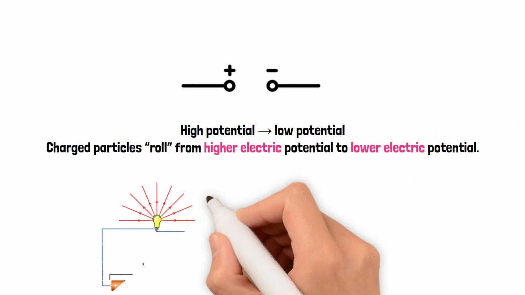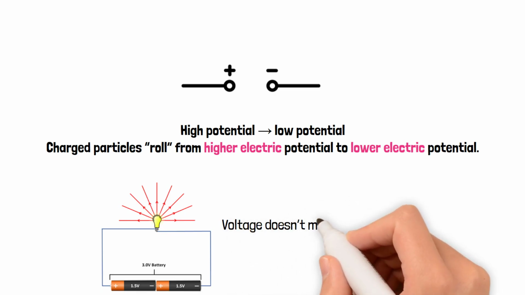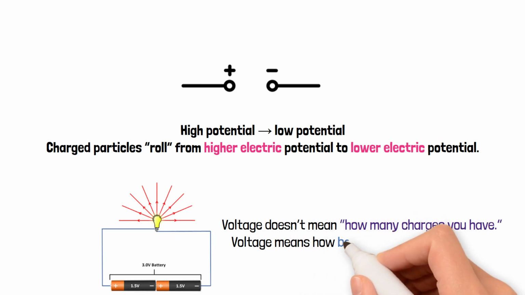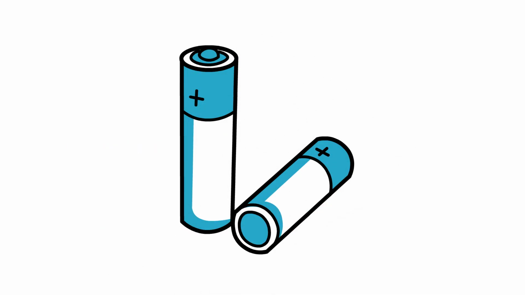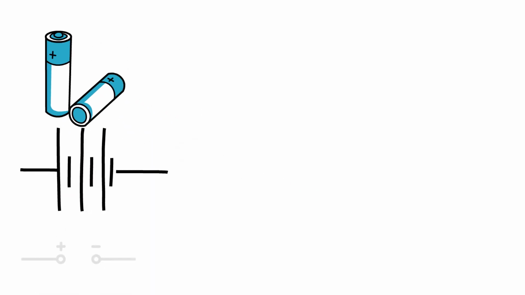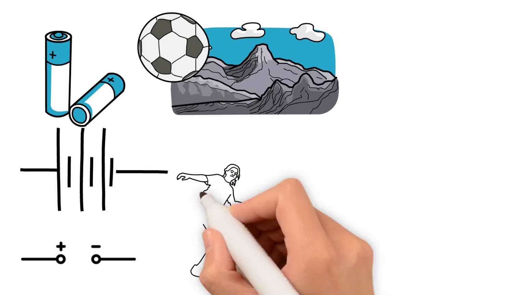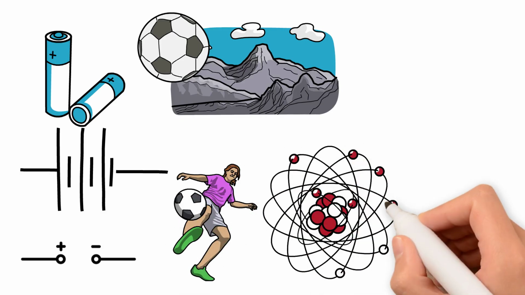The difference between 2 points is called the potential difference, or voltage. Voltage doesn't mean how many charges you have. Voltage means how badly charges want to move. A battery doesn't push electrons because it has many electrons. It pushes them because it creates a difference in potential, like putting a ball on a hill. The ball rolls because nature prefers lower energy. Electrons move because nature prefers lower electric potential.